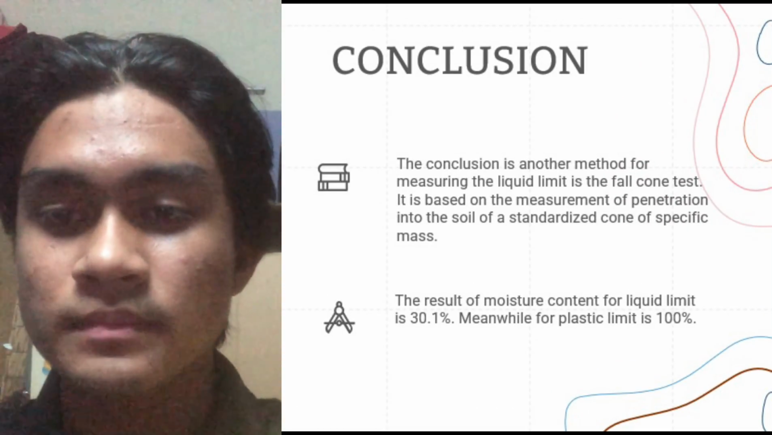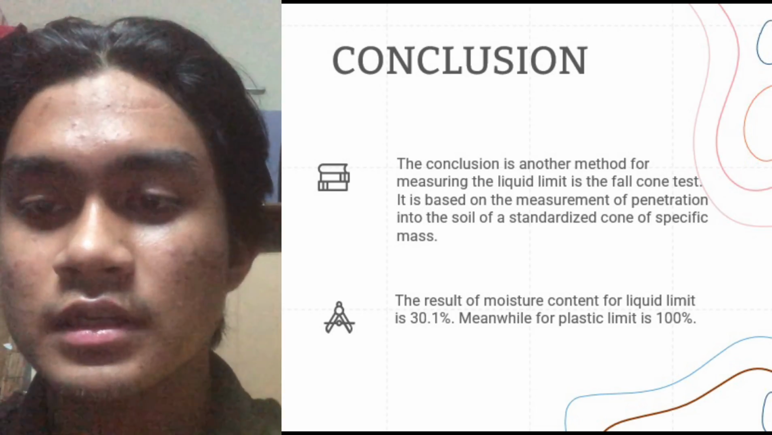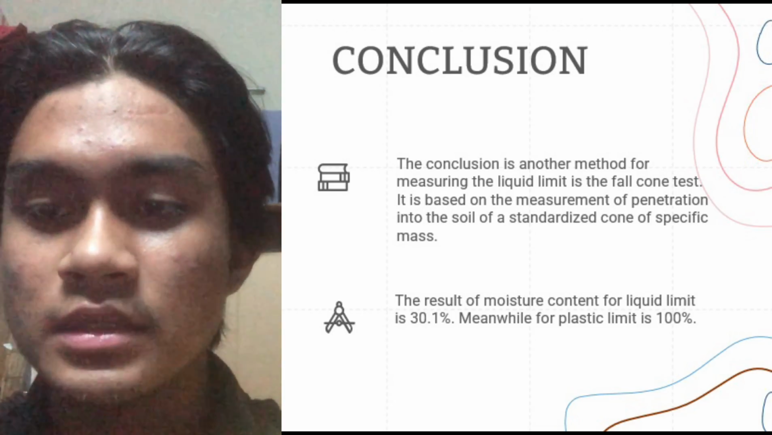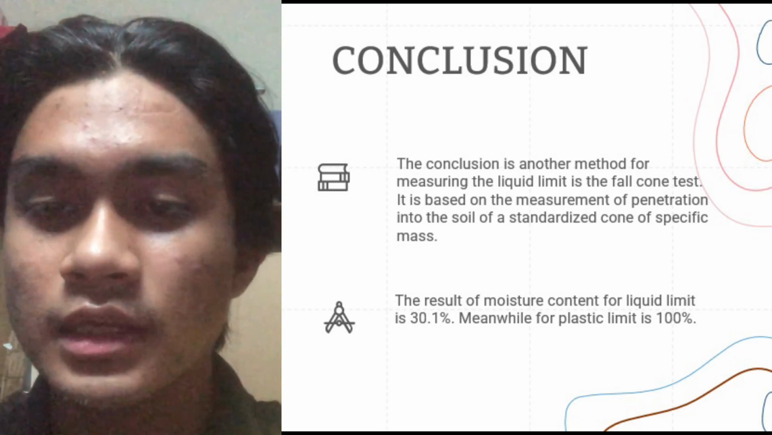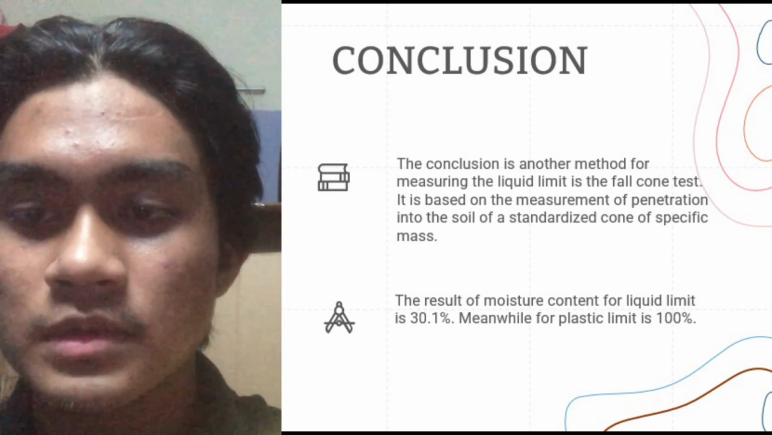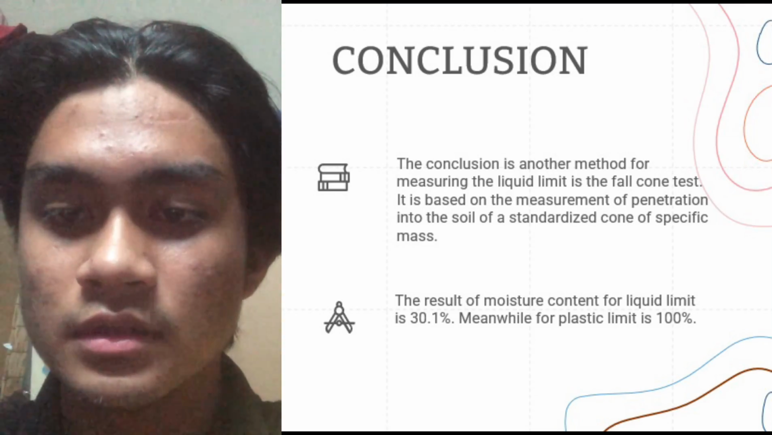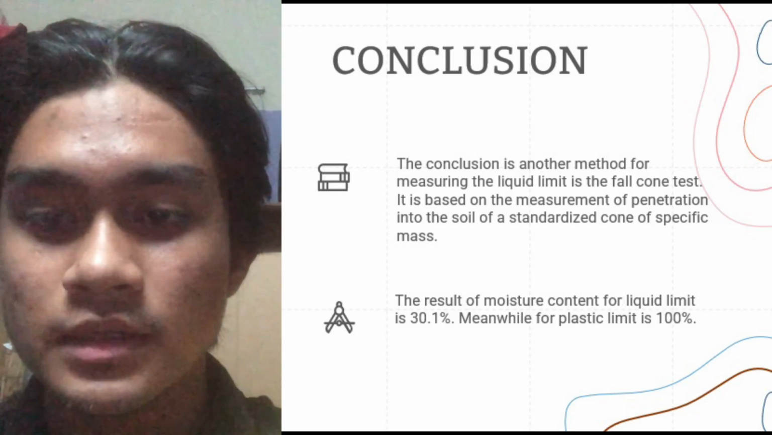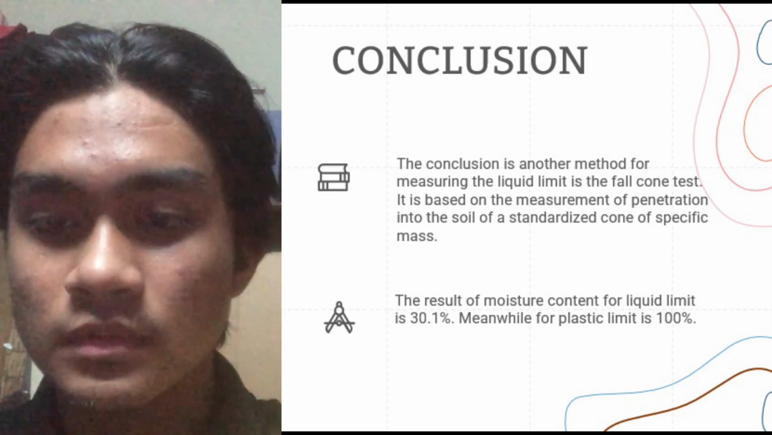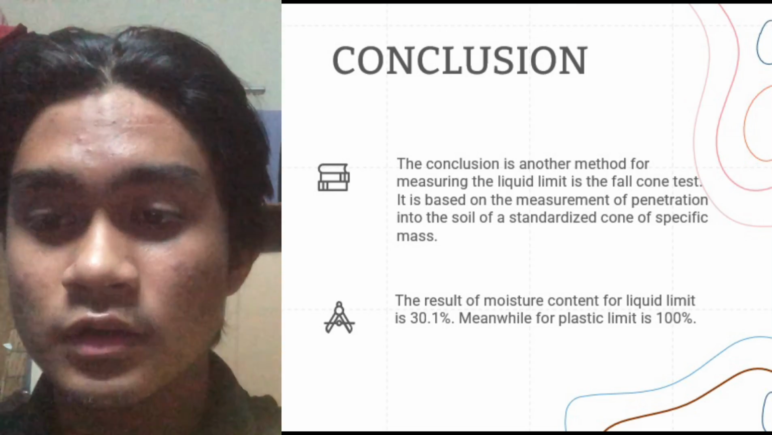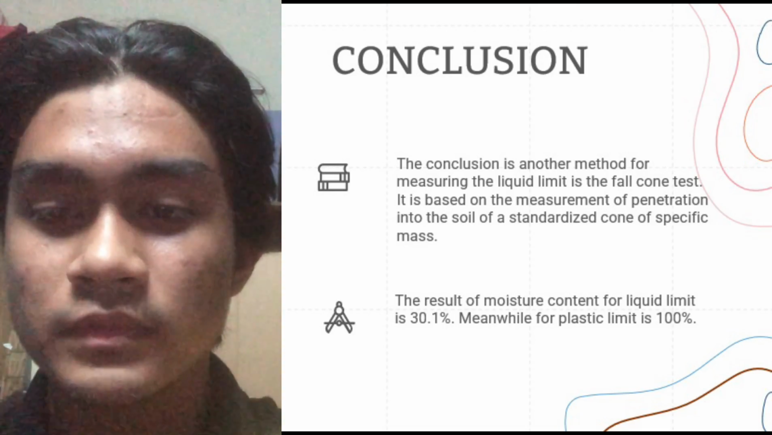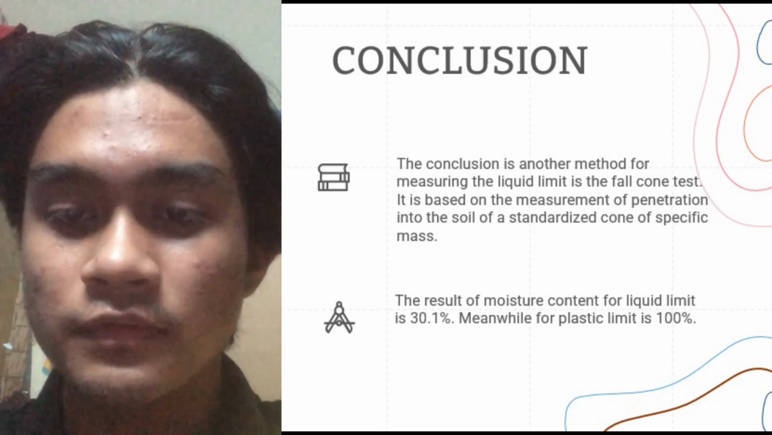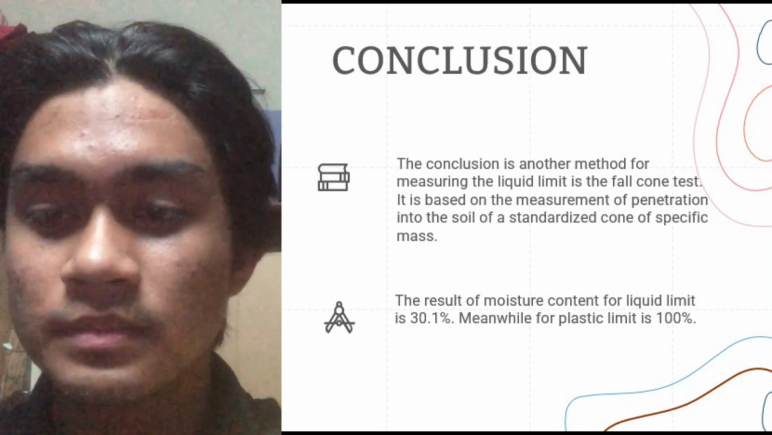For the conclusion, another method for measuring the liquid limit is the fall cone test. It is based on the measurement of penetration into the soil of a standardized cone of specific mass. The result of moisture content for the liquid limit is 30.1%, meanwhile the plastic limit is 100%.